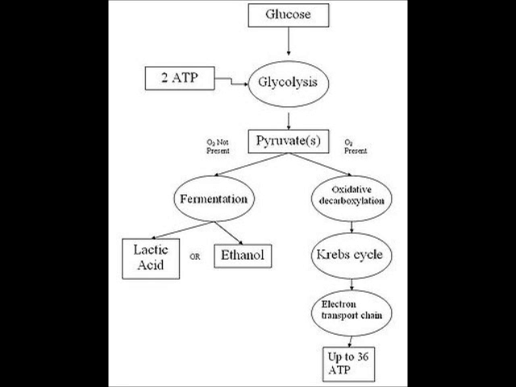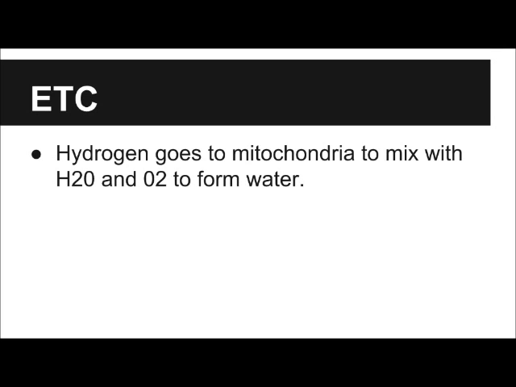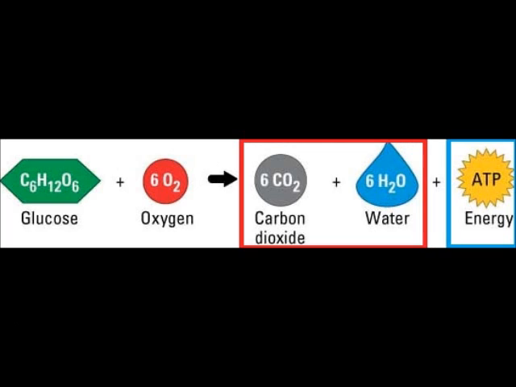The final stage is ETC, which stands for electron transport chain. This is where the most ATP is made in the cycle. Hydrogen that got removed earlier in the cycle goes to the mitochondria to mix with H2O and O2 to form water. This water and the 6 carbon dioxide cells from the Krebs cycle are the final product of cellular respiration.